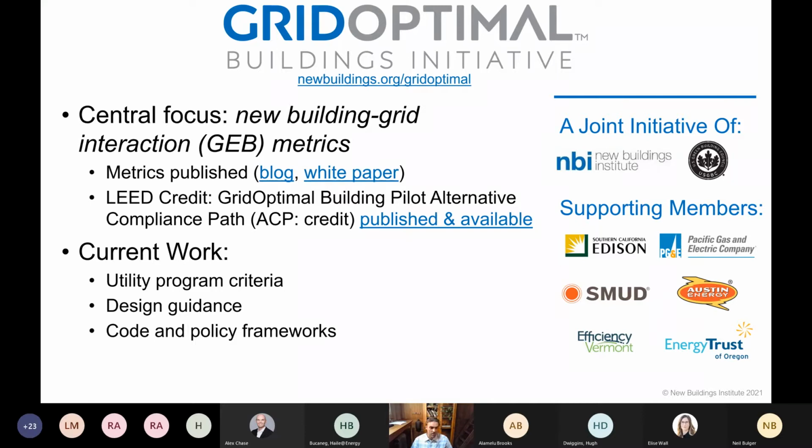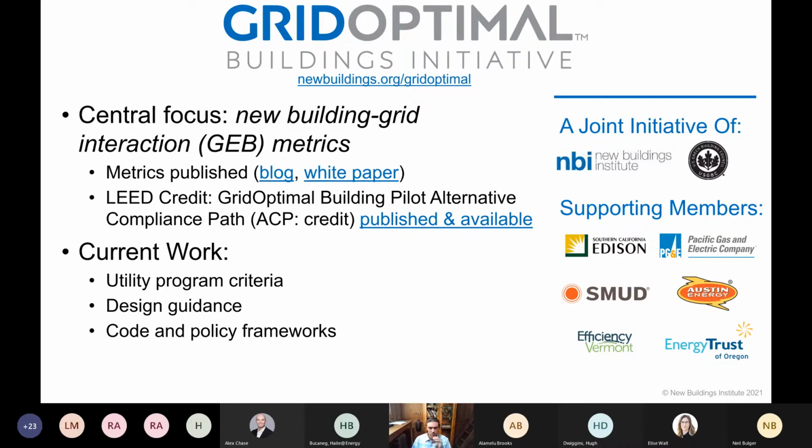So right now we're working on developing criteria for utility programs so that our utility partners, including those on the right and others, can use these metrics as a component of their utility programs. We're also putting together market-facing design guidance so that designers can get kind of an 80-20 look at what are some key things you need to do in certain building types or locations to improve the outcomes in terms of building grid integration. And then we're also taking this into code and policy realms, both in California and on the national model code front, and at the state level policy roadmap level too, actually, for that matter.